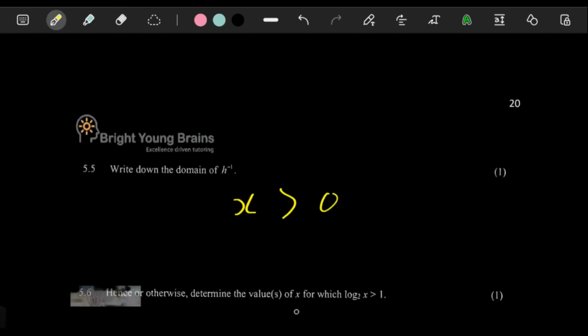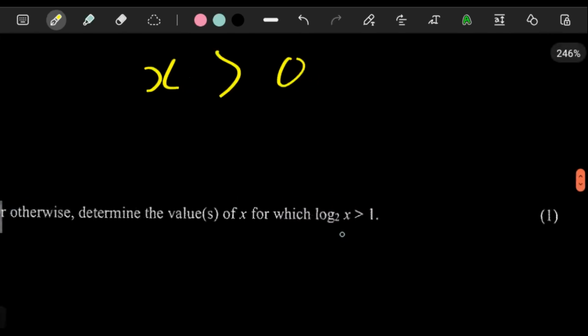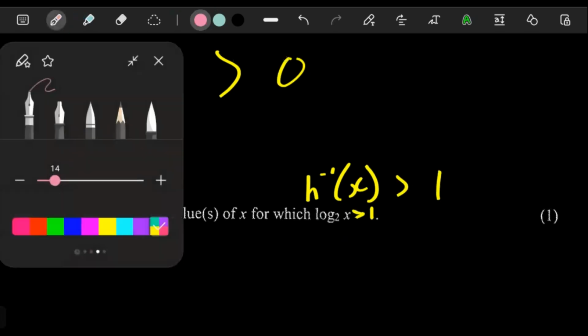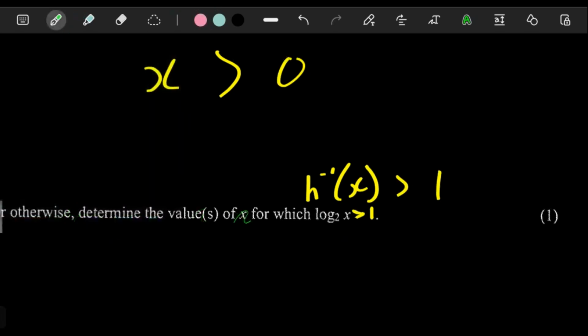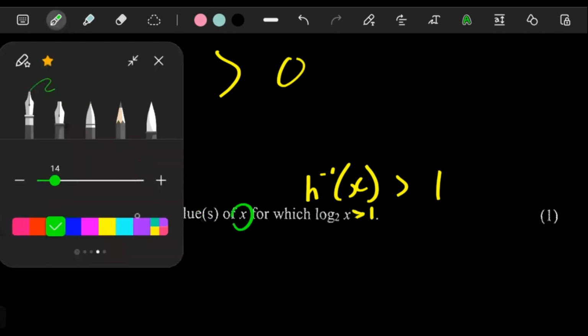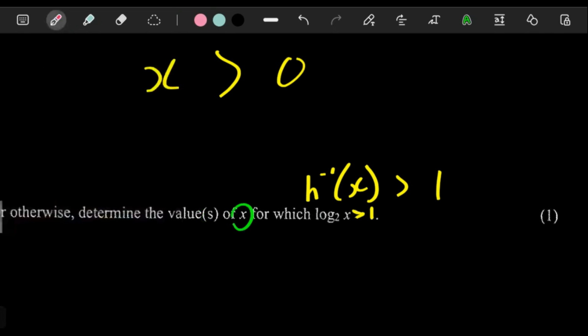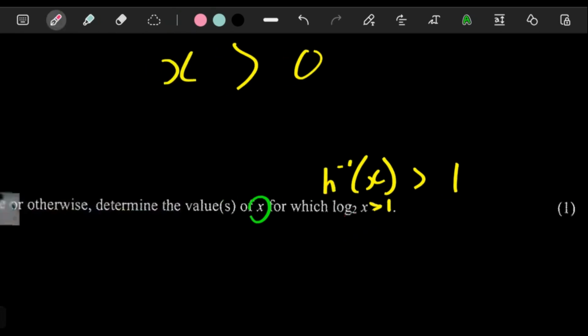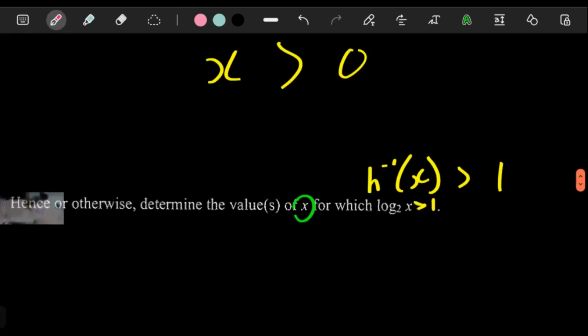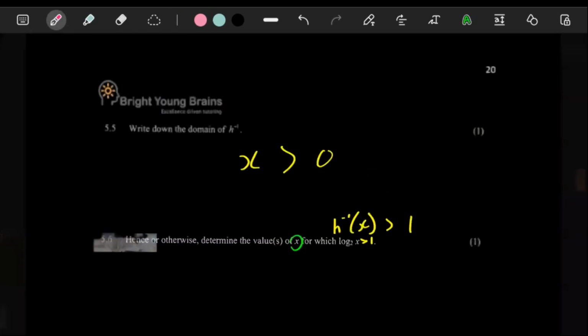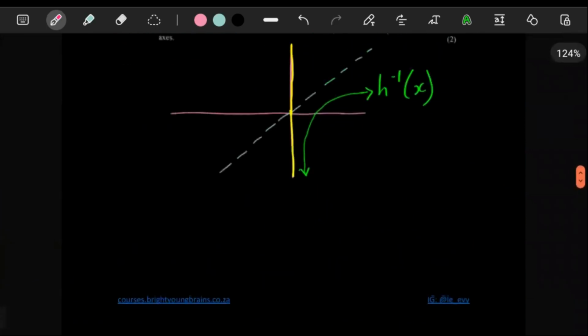Hence, or otherwise, determine the values of x for which this is bigger than 1. This is the inverse, right? They're asking you where the inverse is bigger than 1. So working out where the inverse is bigger than 1, the easiest thing you can do is to work out where it's equal to 1 first. Because the moment you know where it's equal to 1, you'll be able to trace to see where it's above 1. So this is literally asking you where the y values are above 1, starting from a specific x value until a specific x value.